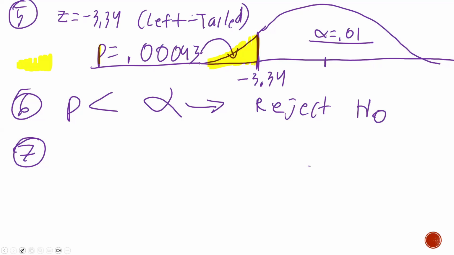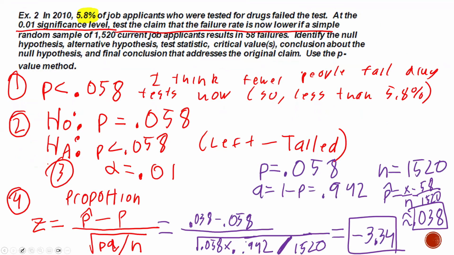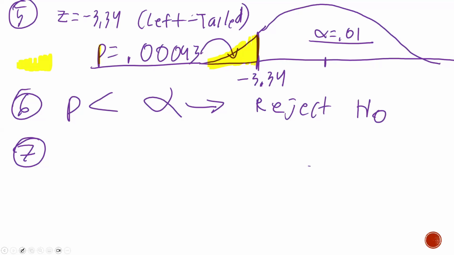Because remember, the test statistic, z, is calculated assuming that p is what we think it is. Or not what we think it is, what people used to think it was.